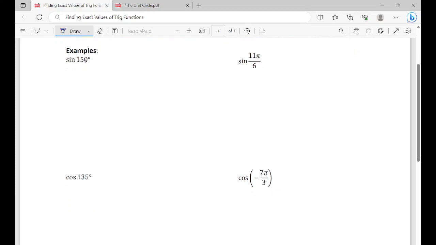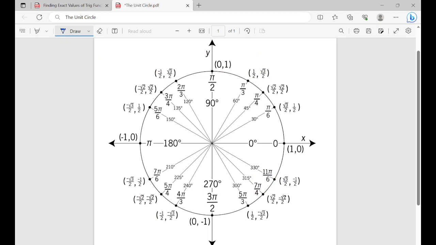First, we have sine of 150 degrees. If you have the unit circle memorized, it's good. If not, it never hurts to reference it until you feel more comfortable with it. So sine of 150 degrees on the unit circle, we just look it up and we know starting here, going in a counterclockwise fashion until we get to 150 degrees, which is right here.